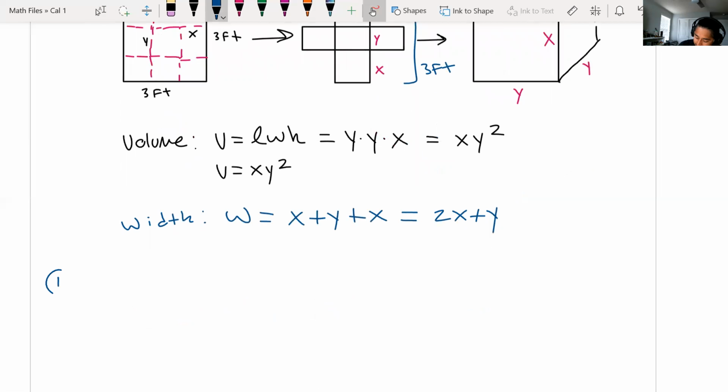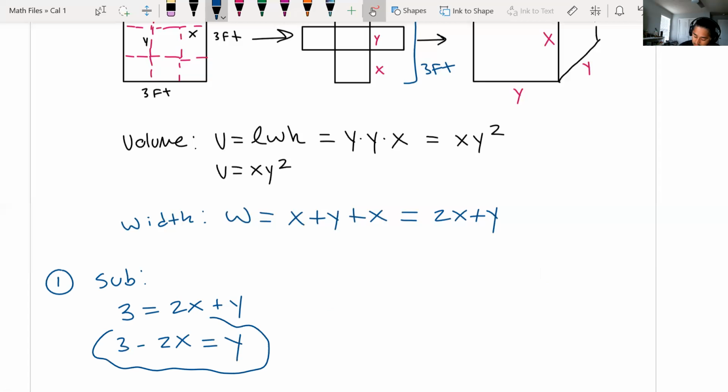So let's go ahead and do that. We'll follow our steps still. So sub, we know that the width is 2x plus y. So we're going to get 3 equals 2x plus y. Now go ahead and rearrange this equation and solve for y, and we'll get 3 minus 2x equal to y. Here's our sub. And we're going to plug it in for this y value into volume.